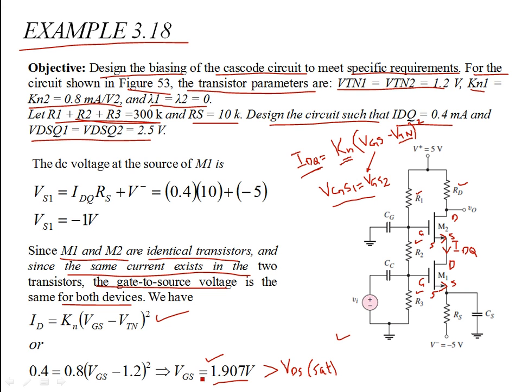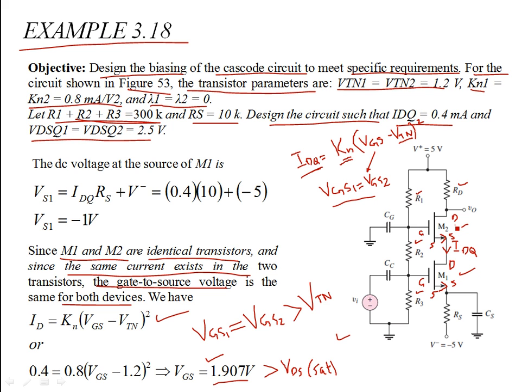First thing to note is this VGS for both MOSFETs. Let's write it like this: VGS1 is equal to VGS2. First of all, they are greater than the threshold voltage. Both of these terms are greater than threshold. That means both the MOSFET devices M1 and M2 are on.